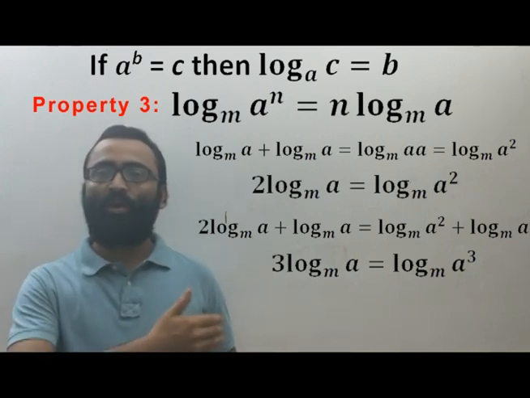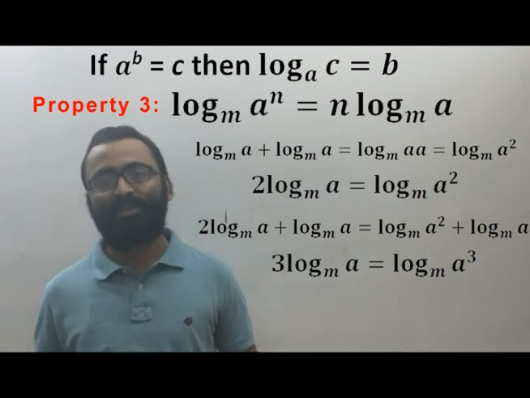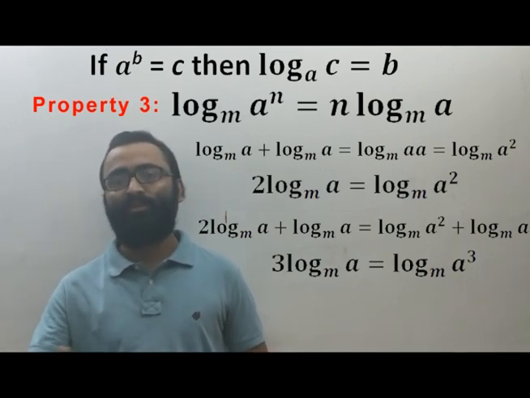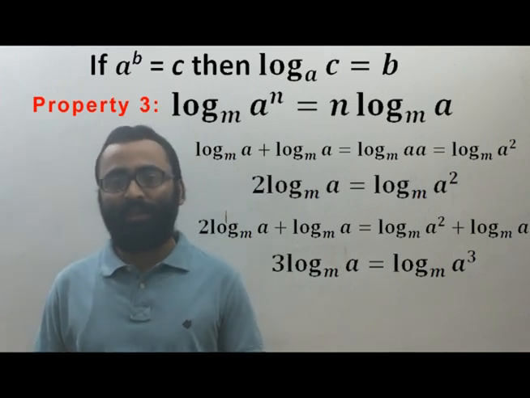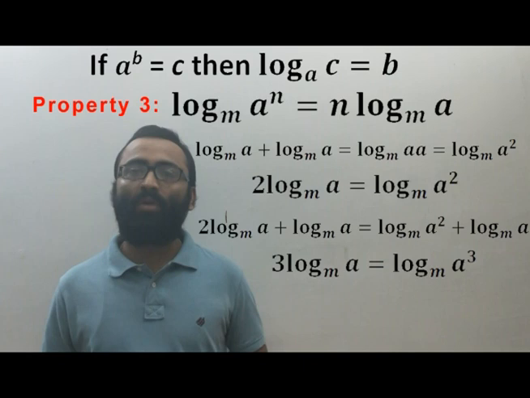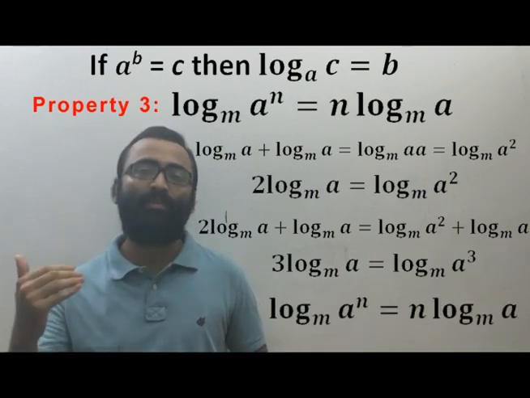If I add another log of a here, then what happens? 4 log of a with base m, right, is equal to log of a to the power 4, in this way. So basically what we can conclude, log of a to the power n with base m is equal to n log of a with base m.